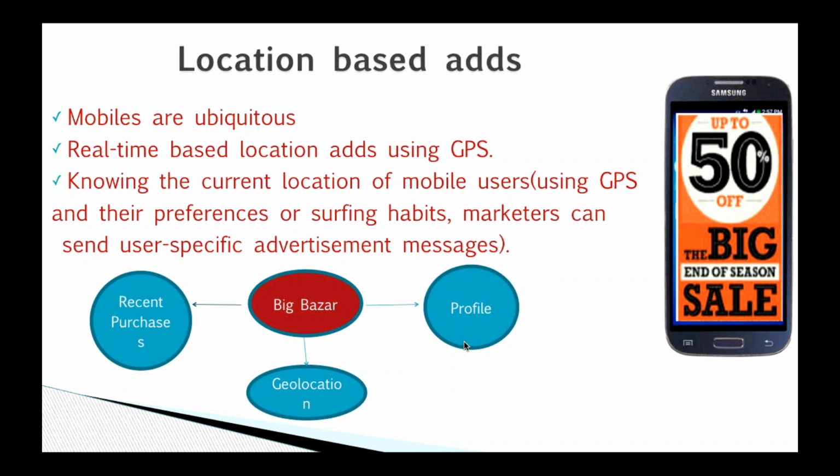It should know your profile and preferences, your surfing habits, and they also need to know your recent purchases. Suppose you have always been purchasing toothpaste from there, so they'll give you a discount, saying there is a discount on the toothpaste you buy. So Big Bazaar has to keep a lot of data, so that it can give real-time location-based ads using GPS. This huge amount of data, it needs to keep, it just cannot throw it away. And this is the data they are leveraging and giving benefits to their customers. So that makes them really stand out in the market.